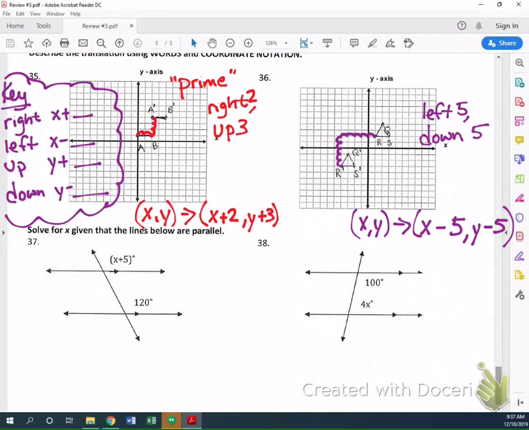All right, and I'm just going to do these 2 real quick. These are corresponding angles. Corresponding angles are congruent. Congruent means equal. Set them equal. Solve for the x.